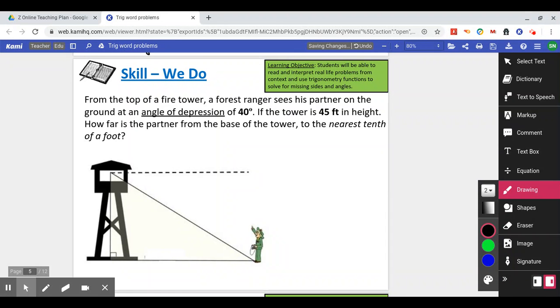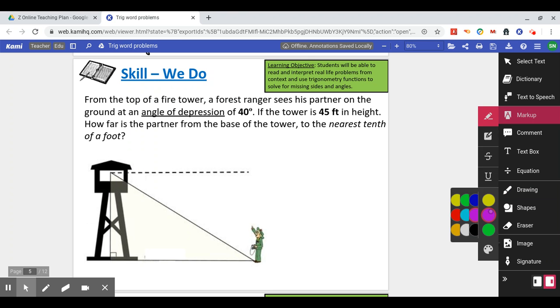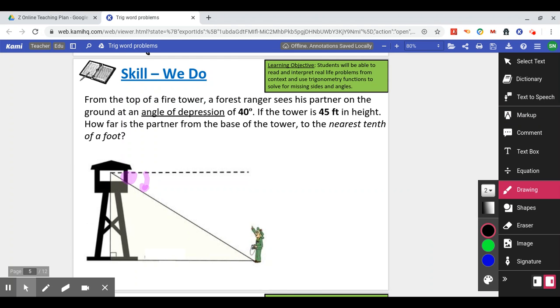From the top of the fire tower, this is a fire tower and there's someone at the top, a forest ranger sees his partner on the ground. So the partner is this guy on the ground at an angle of depression of 40 degrees. If you remember correctly, the angle of depression is this angle right here. It would be 40 degrees.